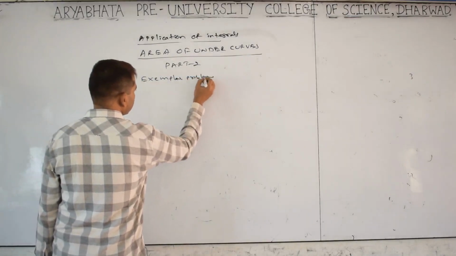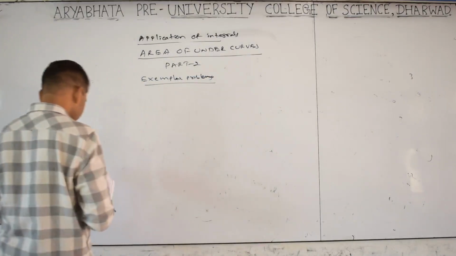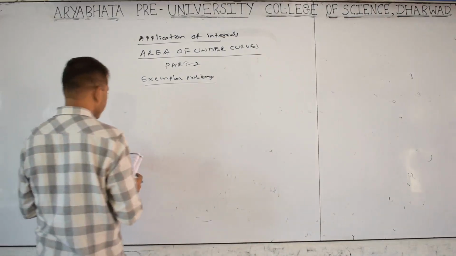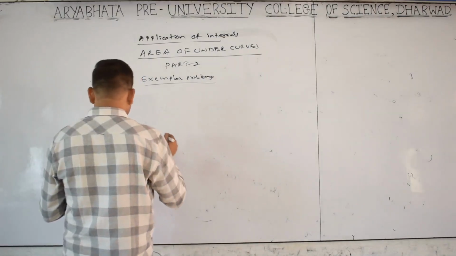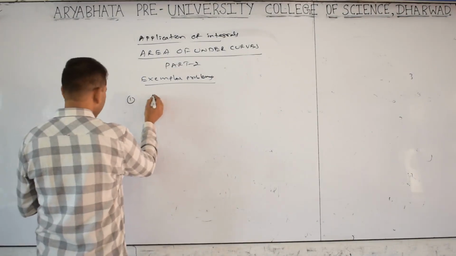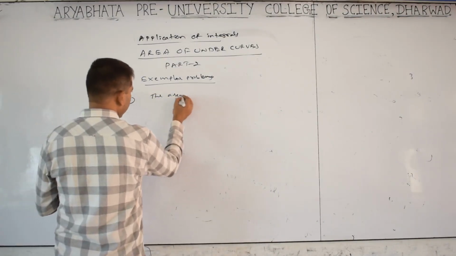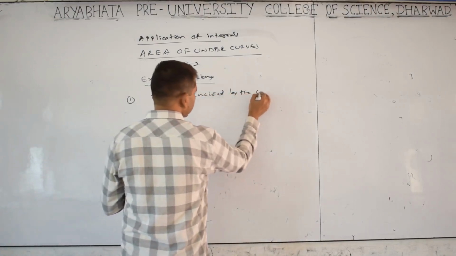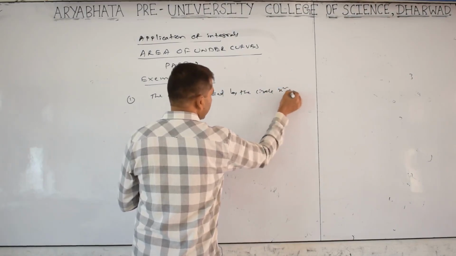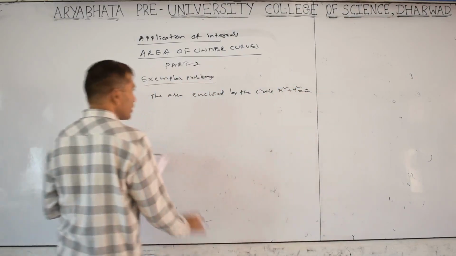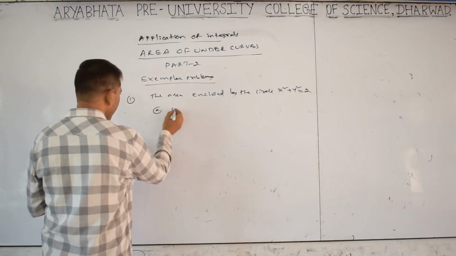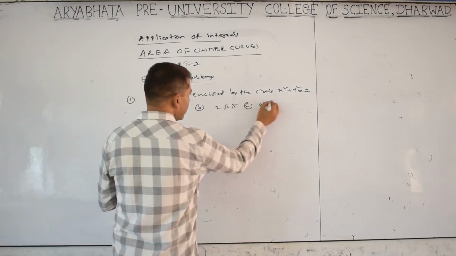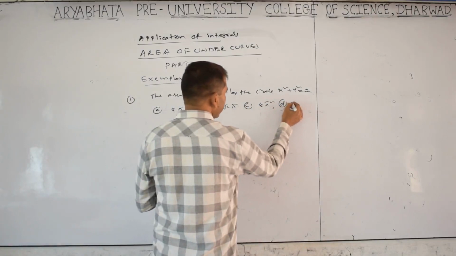Exemplar problems. Right. First question: the area enclosed by the circle x² + y² = 2 is equal to: option A, 4π; option B, 2√2π; option C, 4π²; option D, 2π.